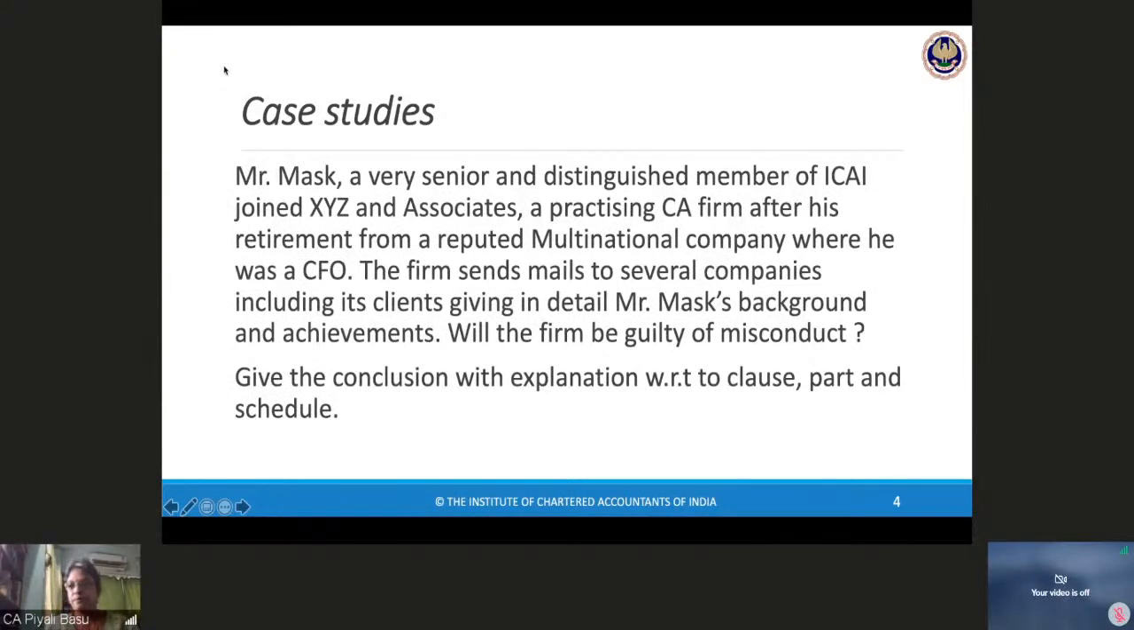What about this? Will he be guilty? Yes, here the firm will be guilty because it is giving rise to advertisement and solicitation. Not only to its clients, but it is also being given generally to everybody. As long as it is only written that this person who was a CFO in so and so company has joined our firm as one of the senior partners of the firm, that is enough. That he was working there and all, it was not necessary.